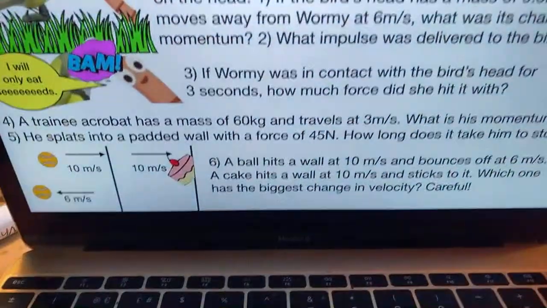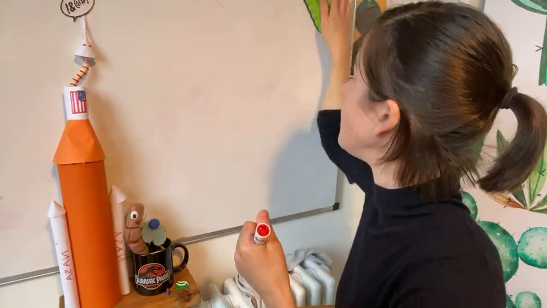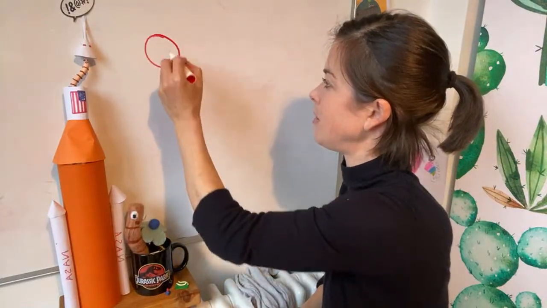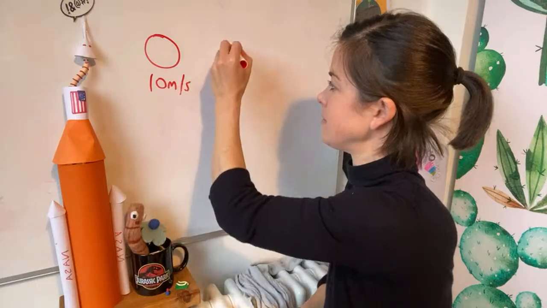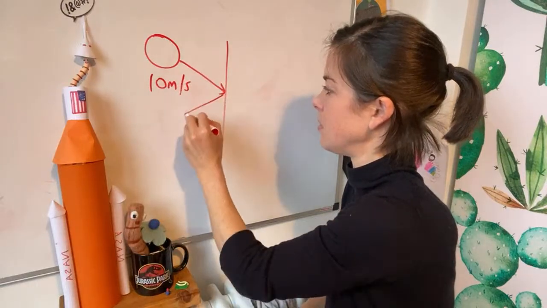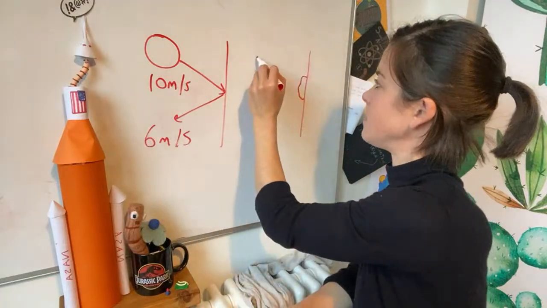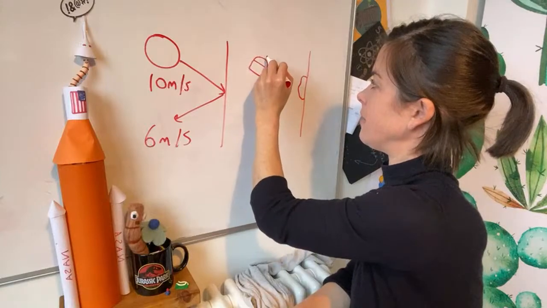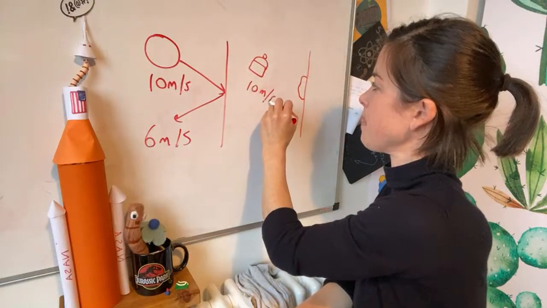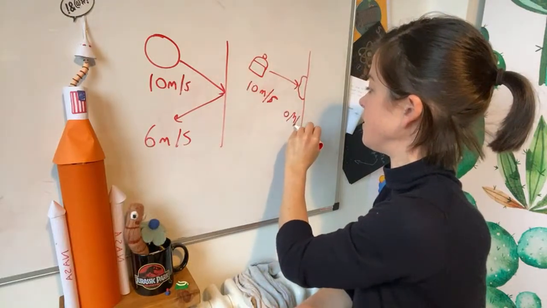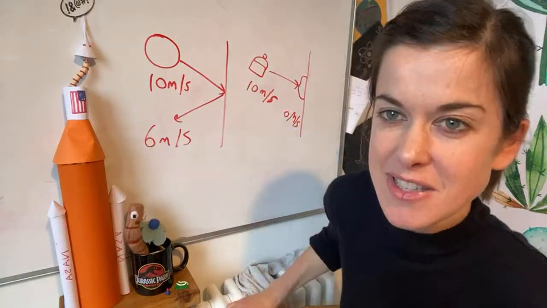Let's do this cake ball question. Did you get this right? If so, how did you get it right? If so, think about why it would be different if you were talking about displacement. So you've got a ball travelling at 10 meters per second, and it bounces off a wall at 6 meters per second. You've also got a cake, which was also travelling at 10 meters per second, but then it just splats into the wall and stays there. So it ends up at 0 meters per second. Which one had the biggest change in velocity?